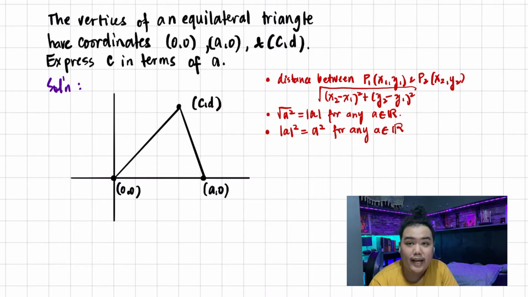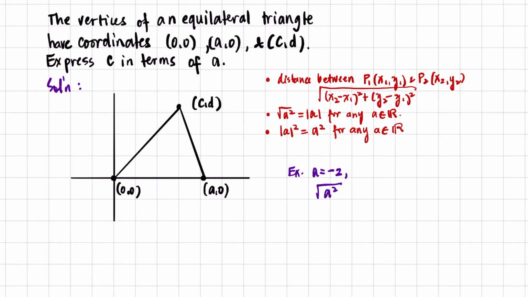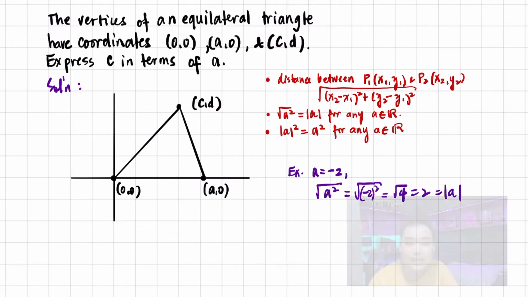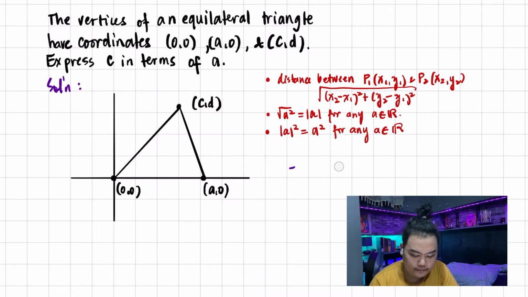And then, yung second bullet, ito yung maraming nagkakamali. The square root of a square is the absolute value of a. Hindi siya nagka-cancel lang. Kailangan maglalagay ka ng absolute value. For example, let's say a is negative 2. Square root ng a square is square root ng negative 2 square, which is square root of 4, which is 2. And 2 is the absolute value of a in this case. Okay? And then next, if you square an absolute value, mawawala lang yung absolute value. And that is true itong two statements na to for any real number a.